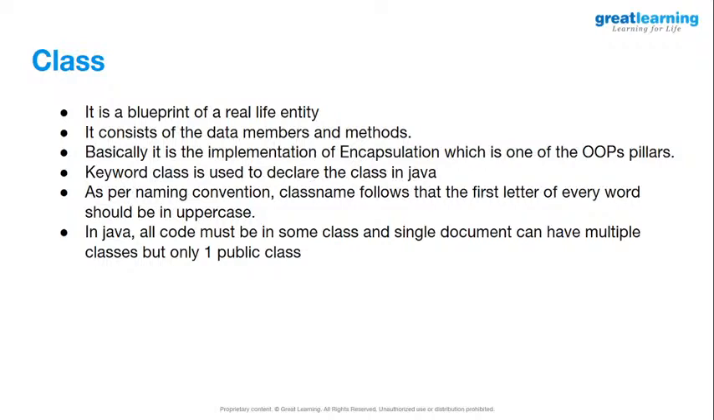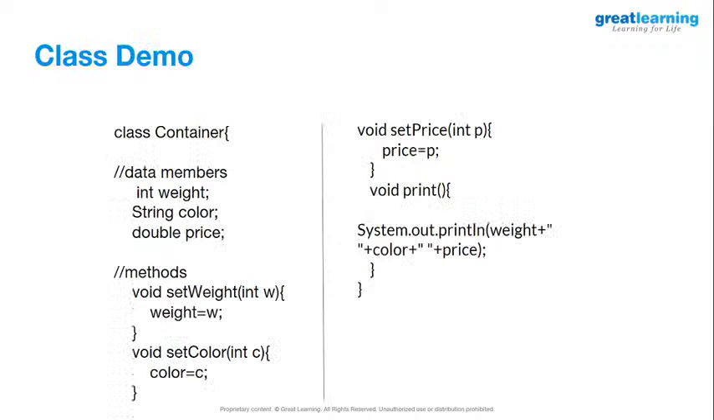In Java, there can be multiple classes, but there will be only a single public class. Why public class? Because you have seen public static void main. I will just explain the next slide, then things will be clear. If you see, this is a class container. Here are data members: int weight, string color, double price. All of these are our data members. Then we have methods, set color, set price. Then we finally print out all those with the help of the print function.